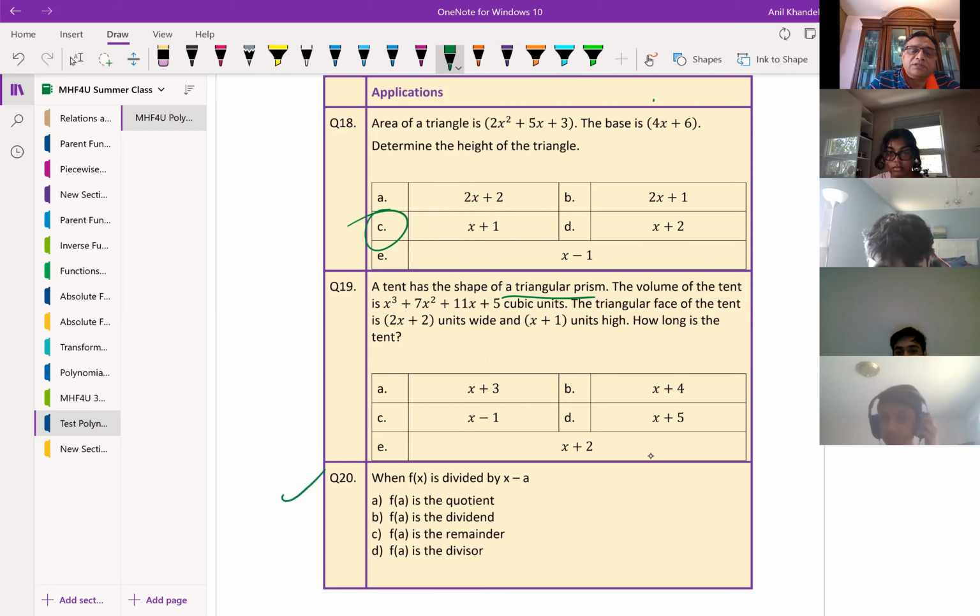But Hamza, I'd like you to answer question number 20. When f of x is divided by x minus a, okay, I'll read the options. f of a is the quotient, f of a is the dividend, f of a is the remainder, and f of a is the divisor. Correct option is? Would it be b? No, see, remainder. So when you're dividing by x minus a, the remainder is f of a. That's the remainder theorem, correct?